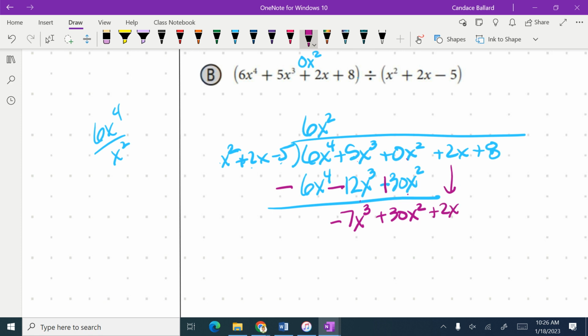If I want to drop it now, I can, but I've only got a trinomial here, so I'm only going to end up with a trinomial here. Okay. Let's ask ourselves, how many times does x squared divide negative 7x cubed? Negative 7x. Good.